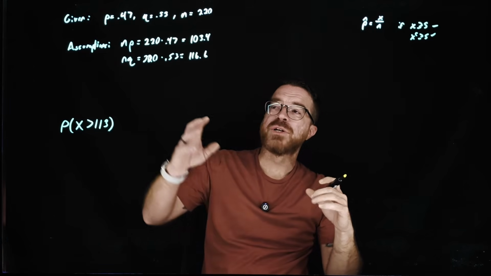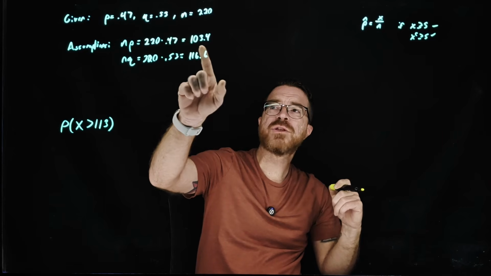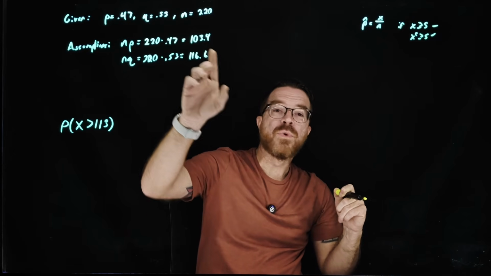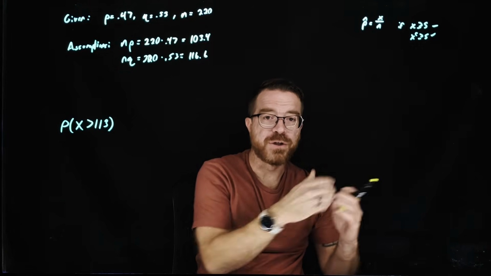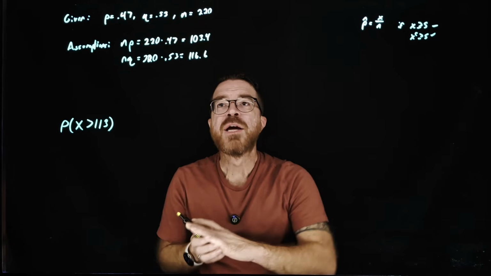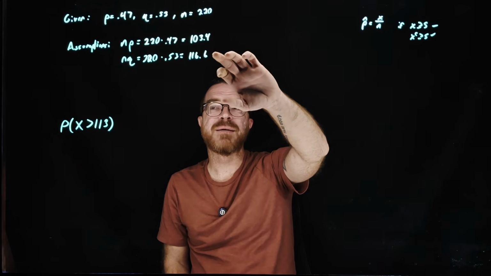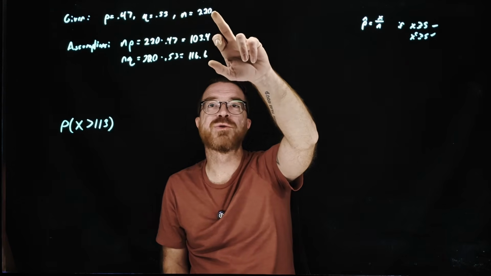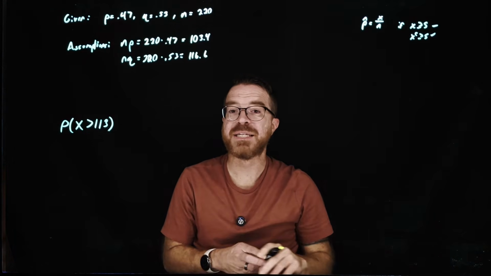The other thing I wanted to point out is that when you find NP, we got 103.4. Well, P and Q have to make up all of the possibilities. They either use public transport or they don't. So once I found this 103.4, then the NQ had to be whatever 220 was minus this 103.4. That would have to be how many said no.